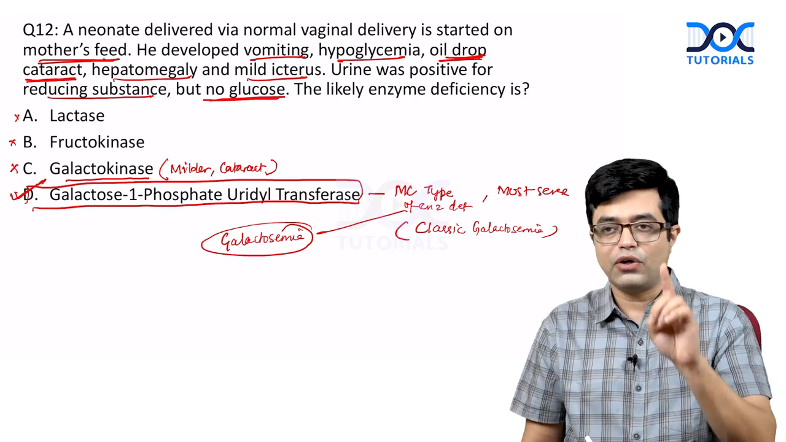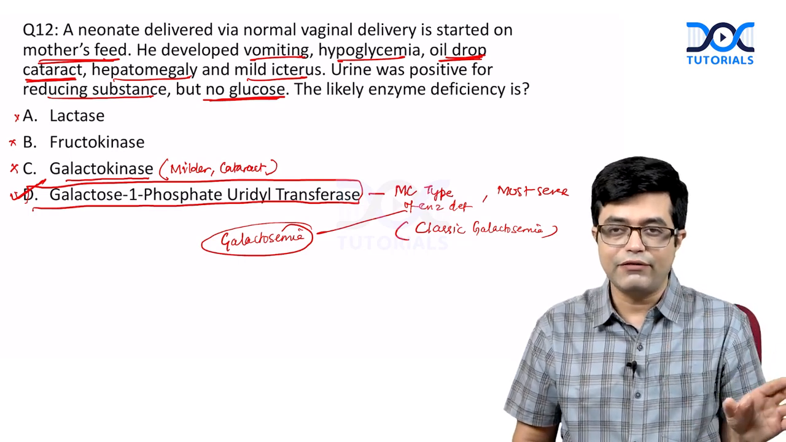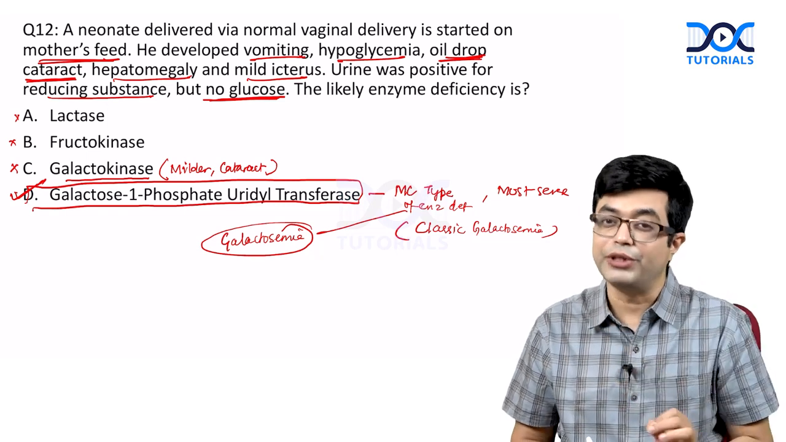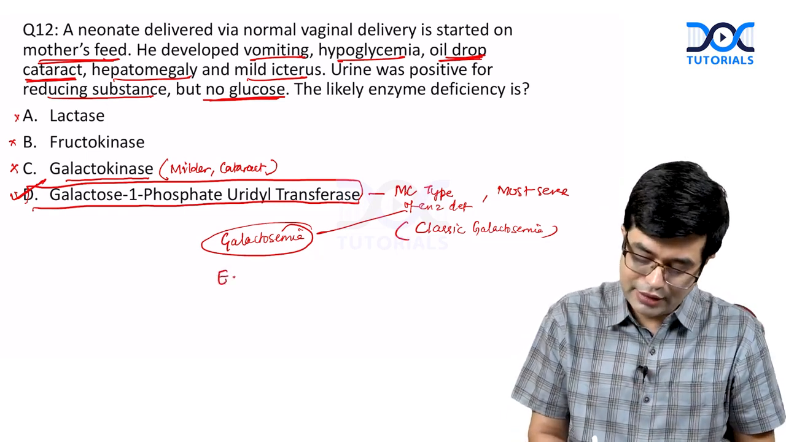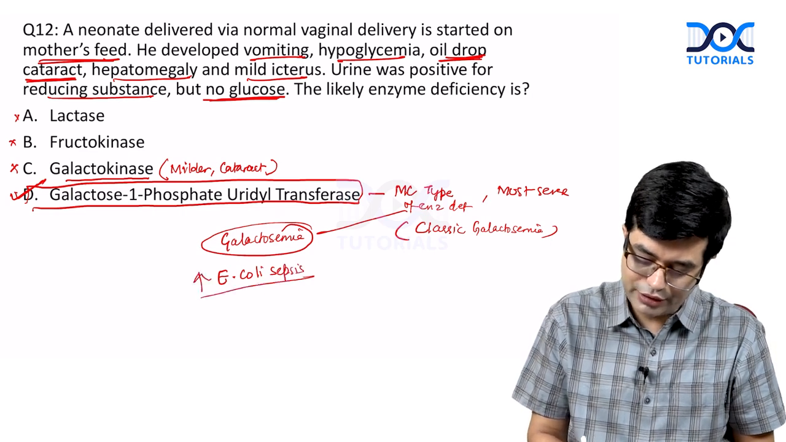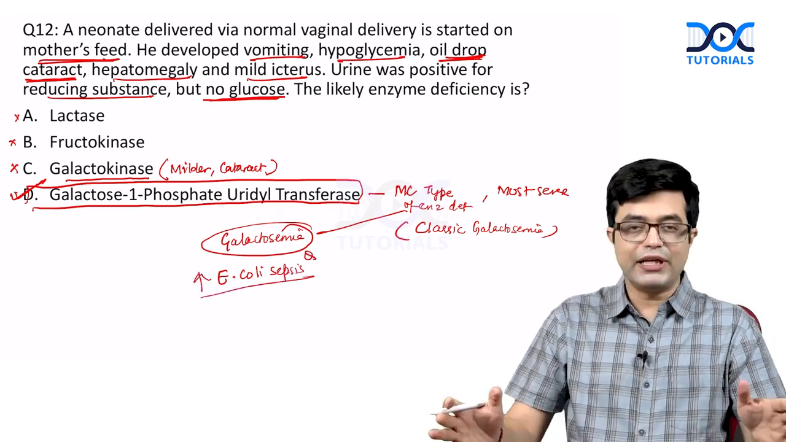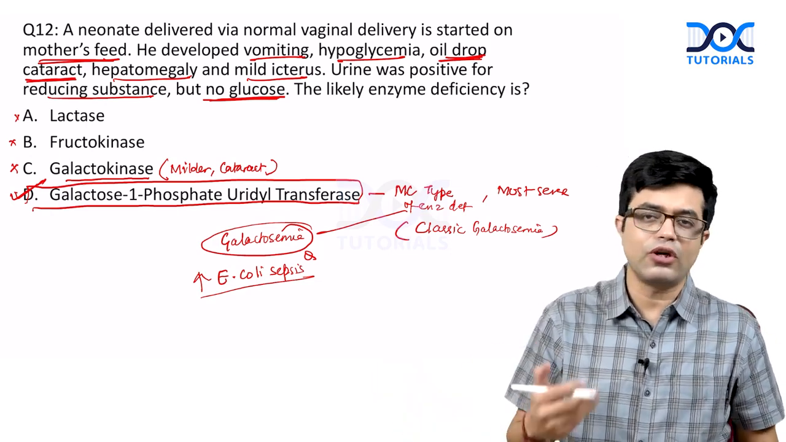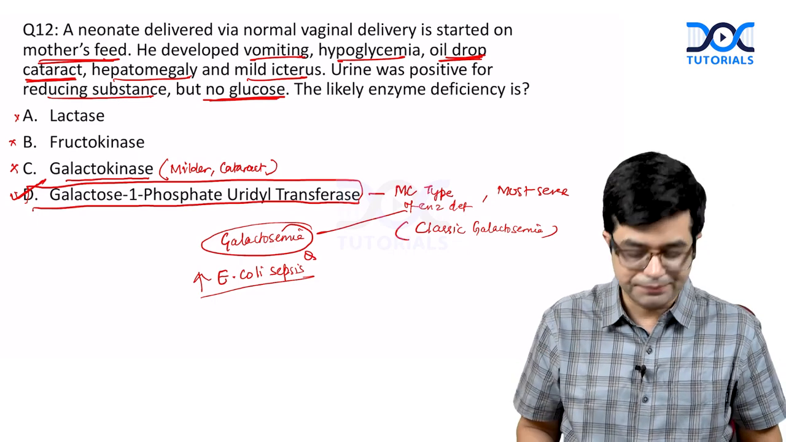In these patients, cause of death is either hepatic failure, severe hypoglycemia, or sepsis due to E. coli. So remember, in galactosemia, E. coli sepsis rate is very high. This is again a past MCQ point related to the FMGE exam. Treatment: stop all milk. Specialized formula milks, which do not have galactose or lactose in them, should be given.